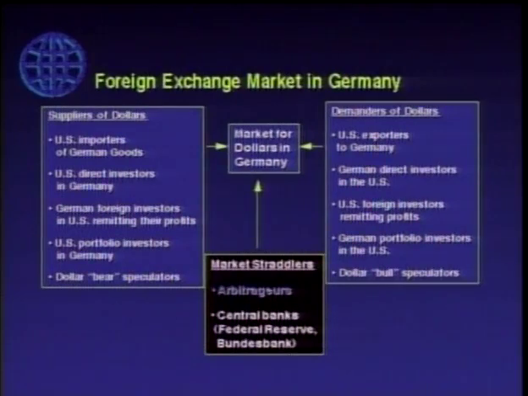But more importantly, the central banks are also both buyers and sellers in this market, in the sense that, for example, if the U.S. Federal Reserve believes that the value of the dollar is too high, it will sell dollars in an attempt to bring the value down. On the other hand, if it believes the value of the dollar is too low, it will buy dollars to shore it up. And the Bundesbank can do exactly the same thing. It can either buy or sell Deutschmark and dollars to affect the value of the exchange rate.